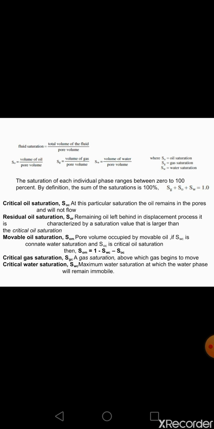Next is movable oil saturation, SOM. It is the pore volume occupied by movable oil. If SWC is connate water saturation and SOC is the critical oil saturation, then SOM is equal to 1, that is 100% saturation, minus SWC connate water saturation minus SOC, that is critical oil saturation. Finally, critical gas saturation, SGC, it is the gas saturation above which gas begins to move. So below this saturation, gas will be immovable. Next is critical water saturation, SWC. It is the maximum water saturation in which the water phase will remain immobile.